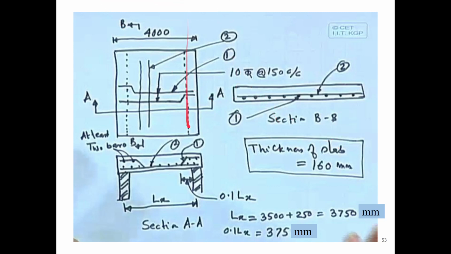And here, if you cut the section BB like this, you will see the primary reinforcement is the dots, and the secondary reinforcement is these lines. So it will be the lines.